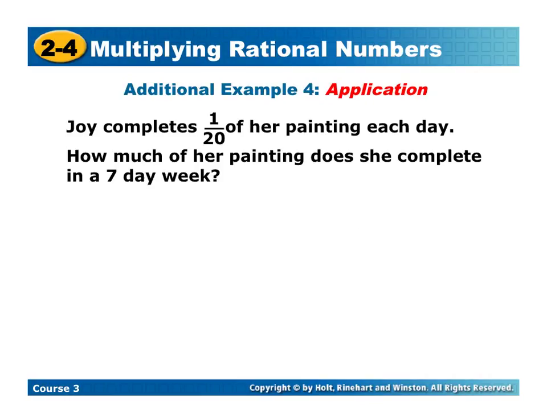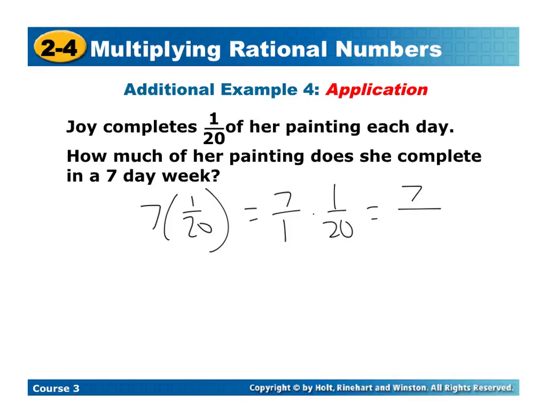One thing that's nice about using rational numbers is we can look at real life situations. So if Joy completes 1/20th of her painting each day, how much of her painting does she complete in a 7-day week? So we have 7 days times the 1/20th of a day, which is going to be 7 over 1 times 1 over 20, or 7/20ths of the painting would be done in a week.